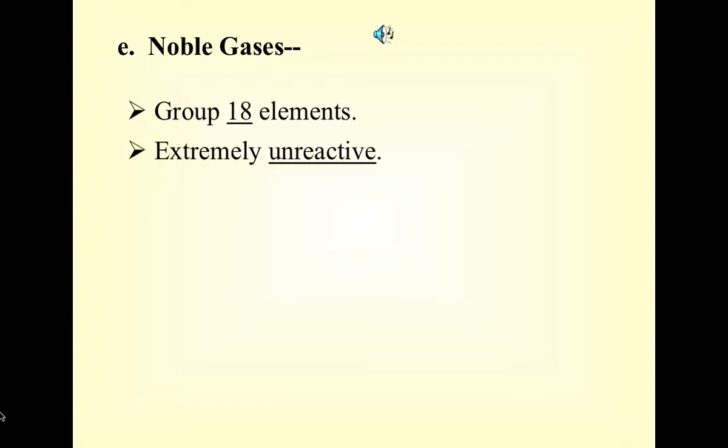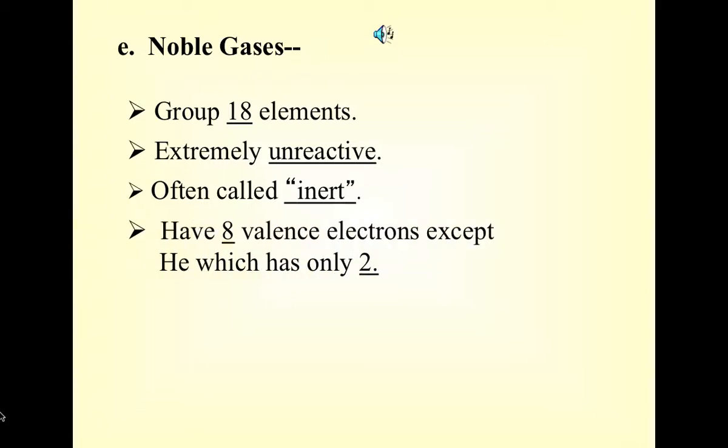The last specialized group that we want to look at are the noble gases. These are our group 18 elements. They are extremely unreactive, so sometimes we call them inert. In other words, they don't actually like to form compounds. All of them, except for helium, have 8 valence electrons, being in group 18. Helium is the only exception, and it only has 2. It's the only exception to the valence electron rule on the entire periodic table.